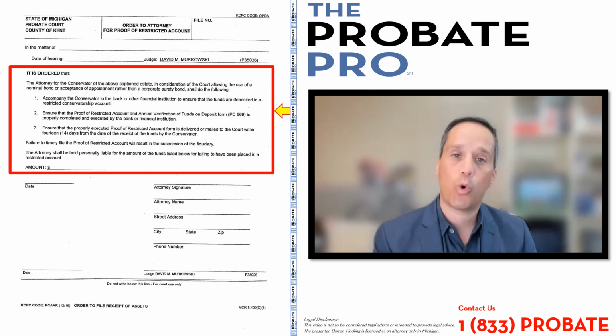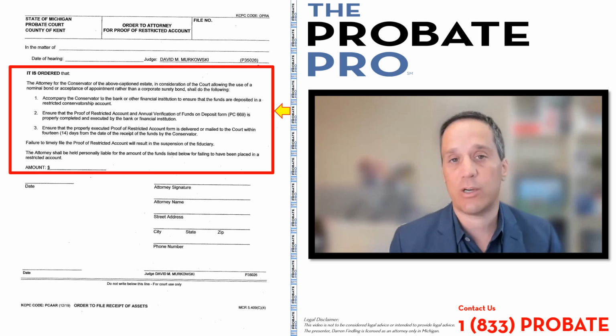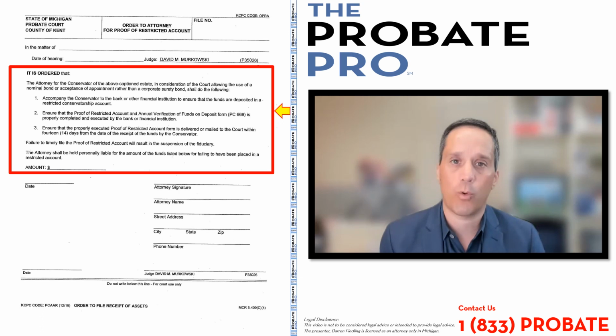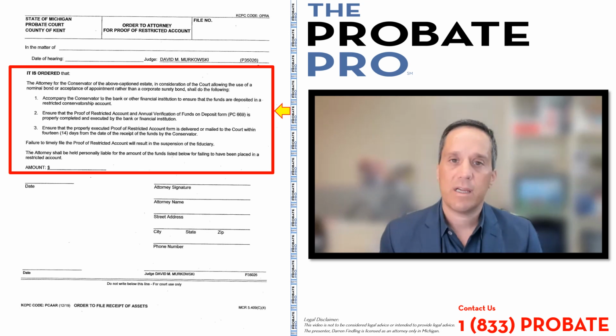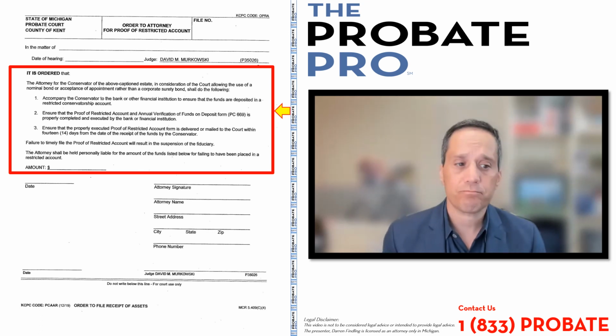This is another court form, a SCAO form, State Court Administrative Office form, that I've provided an instruction video on how to complete. So this agreement is part of the court order. Failure to timely file the proof of restricted account can result in a suspension of the fiduciary. Here's the key aspect of this particular court order.